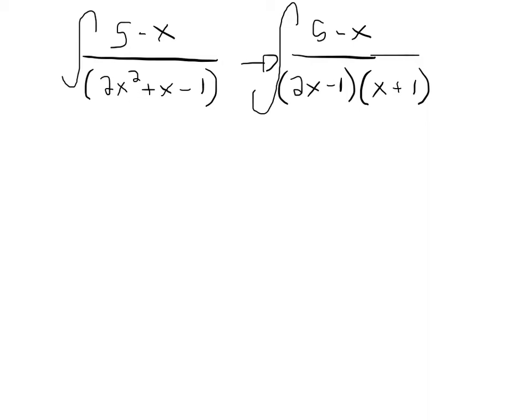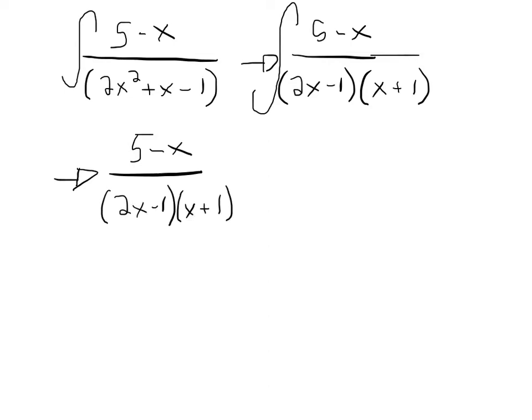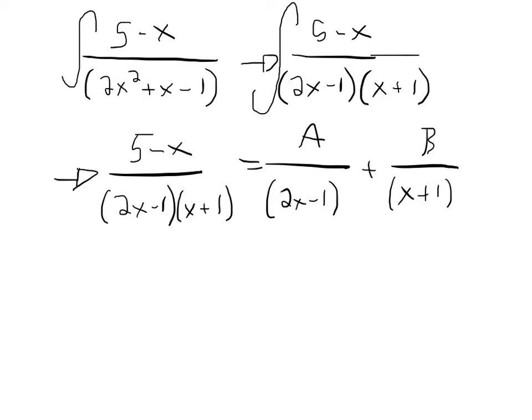Alright, so the next thing you do is set up the equation: 5 minus x over 2x minus 1 times x plus 1, which is equal to A over 2x minus 1 plus B over x plus 1. Now that you have these two expressions that equal each other, you multiply the entire thing by (2x minus 1) and (x plus 1), over 1. So you multiply by all of that.